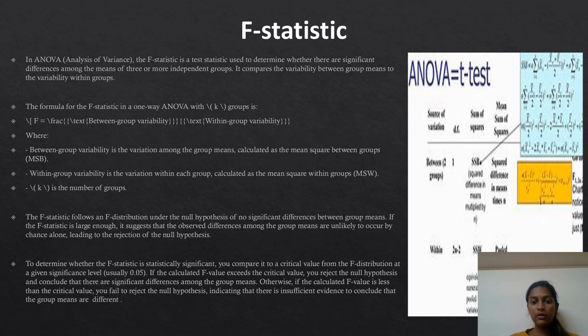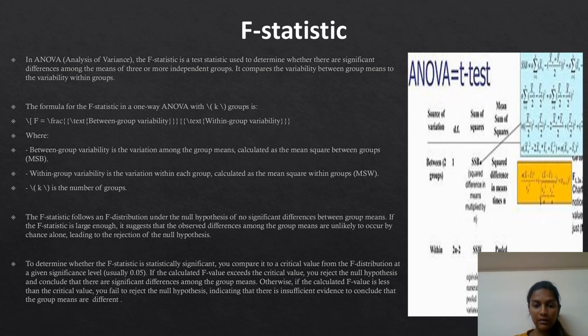The F statistic is a test used to determine whether there are significant differences among the means of three or more independent groups. It compares the variability between group means to variability within groups. The formula for the F statistic in one way ANOVA with k groups is F = between group variability divided by within group variability, where between group variability is the variation among the group means, calculated as the mean square between groups. Within group variability is the variation within each group, calculated as the mean square within groups, and k is the number of groups.